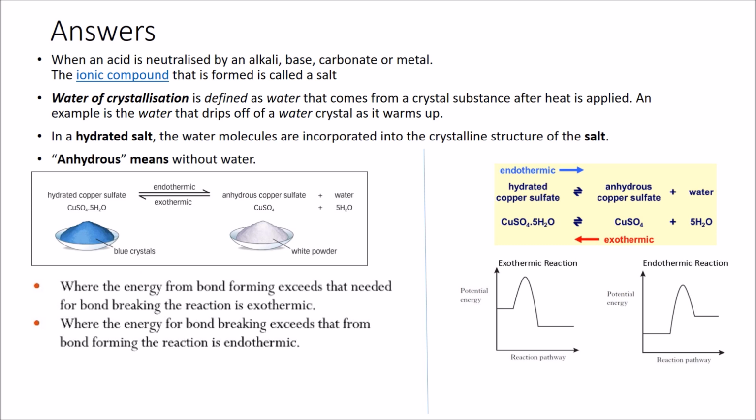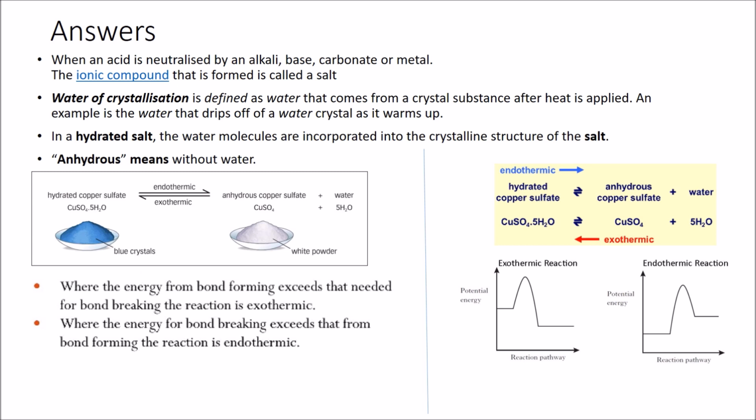Then for your word equation, you need to write down endothermic in the forward direction, because remember we added heat, so it took in heat and broke those bonds. So it went from hydrated copper sulfate to anhydrous copper sulfate plus water. That is the word equation there. That should have a little S for solid, that should have a little S for solid, and that should have a little L for liquid. And then obviously to go backwards is exothermic.